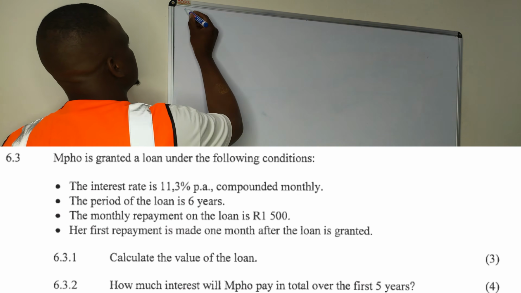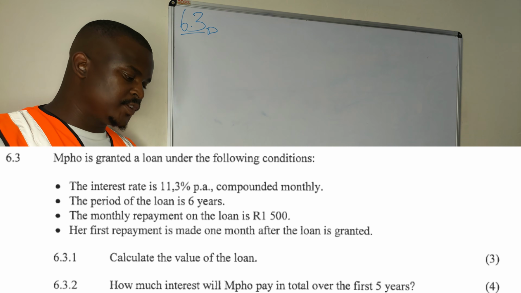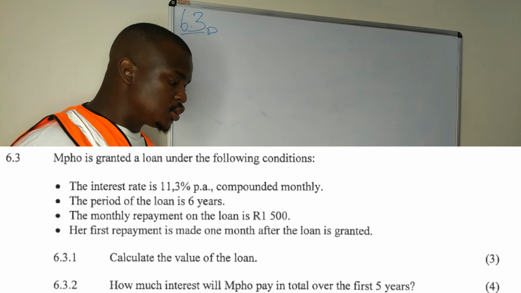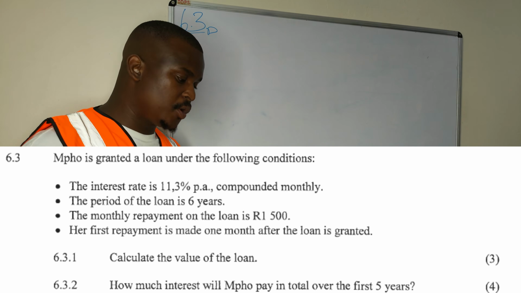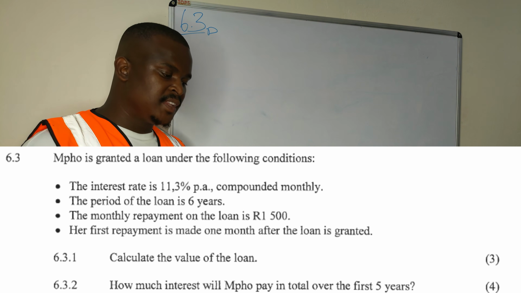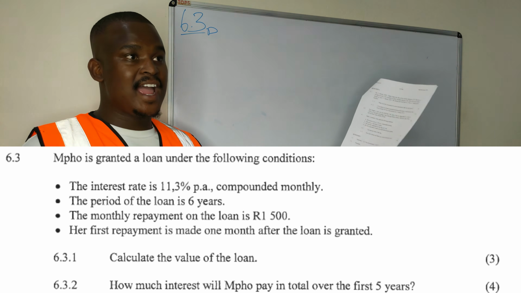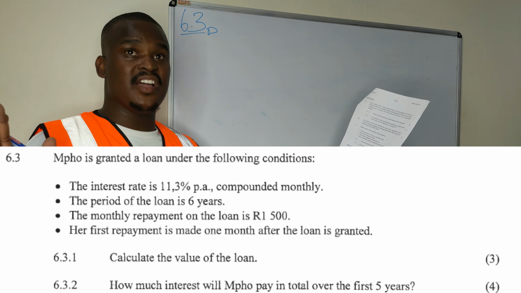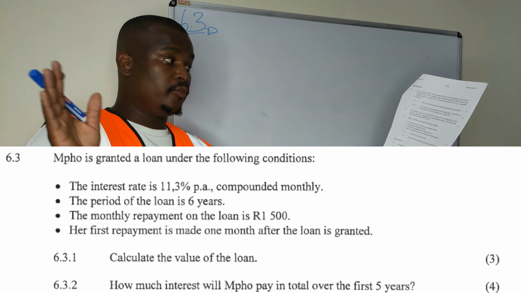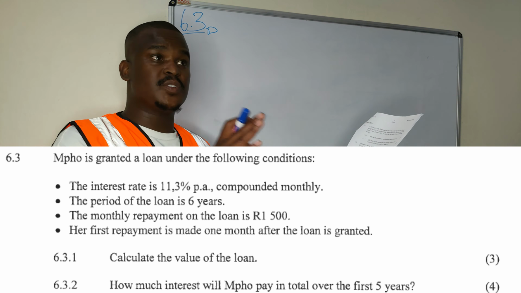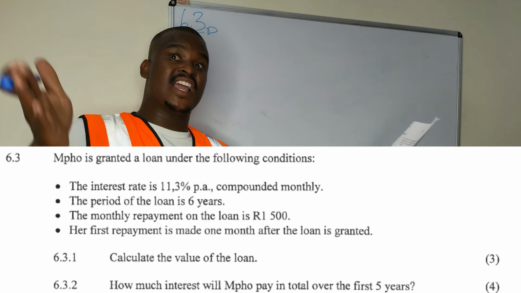6.3. So I'm reading 6.3 now. Mpho is granted a loan under the following conditions. The interest rate is 11.3% per annum, compounded monthly, which means for the entire year the interest rate of that loan is 11.3%. So which means now, it's compounded monthly, so you will have to split it over 12 months to see how much they are charging monthly.